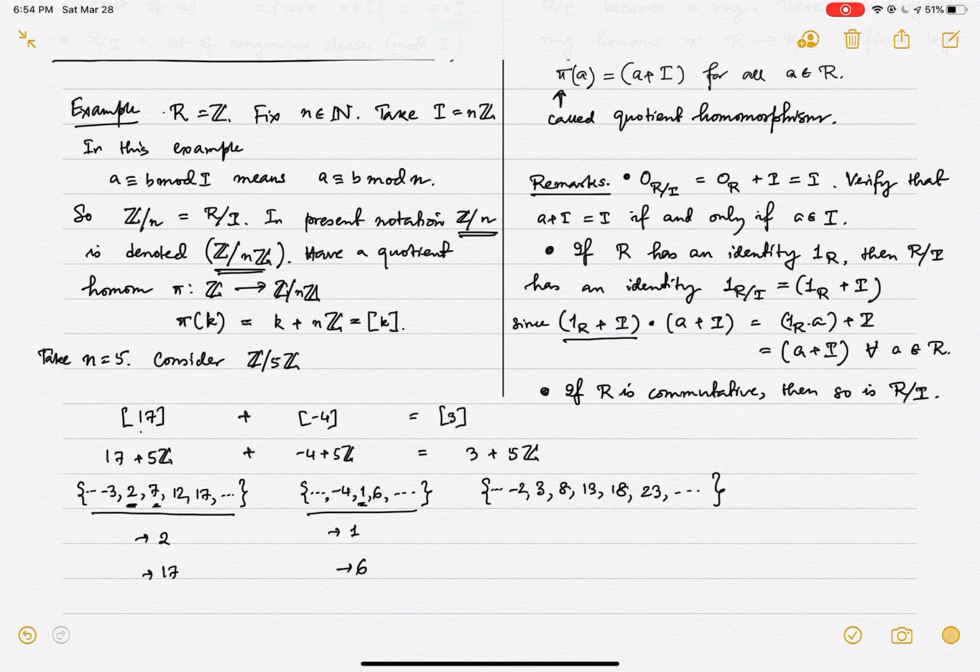And then, by adding them, you'll get 23. So you'll get 23 plus 5Z. But of course, that's exactly the same thing. See, take 23 and add all multiples of 5, you get exactly this set again. Yeah, so what you get here does not depend on which representatives you choose. And the same discussion holds for multiplication. Okay. So the general quotient construction and the addition and the multiplication that we defined on R mod I generalizes the construction of Z mod nZ and the addition and the multiplication that we had on Z mod nZ.